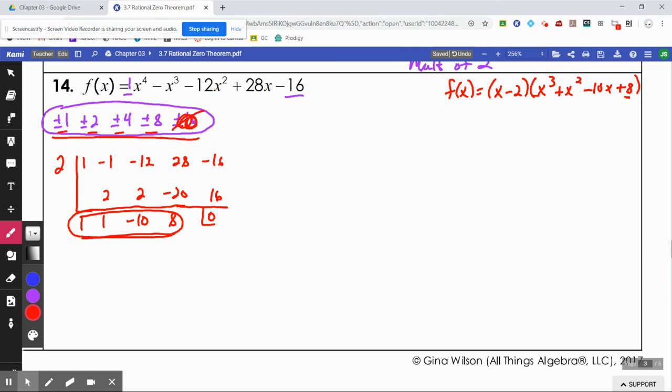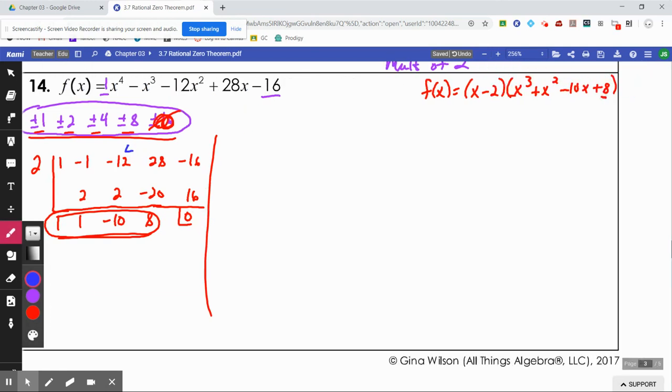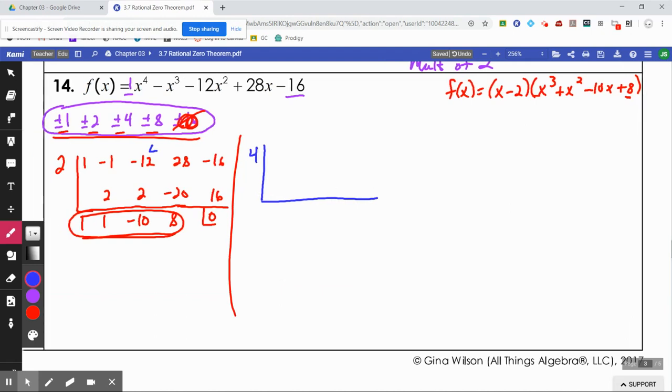So now let's try to find another one that's going to work for our new function. It doesn't factor by grouping, by the way. That is an option. So I'm going to try maybe 4. Let's see if 4 is a root of our new function that we're breaking down. 1, 1, negative 10, and 8. Bring it down, multiply, gives you a 5. 4 times 5 is 20. Negative 10 and 20 is a positive 10. That's 40, 48, so that doesn't work.